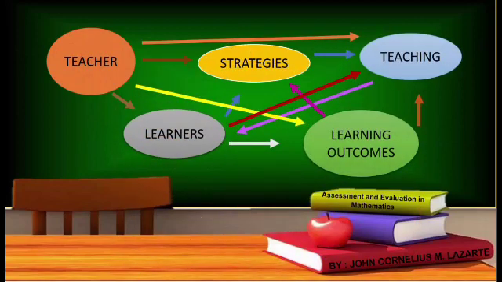So according to this diagram or illustration, we have here the teacher, strategies, teaching, learners, and learning outcomes. Based on the direction of the arrows, each variable has something to do with the others. The teacher uses strategies in teaching, and teaching is used for the learners to learn and produce the learning outcomes. Teachers need a strong relationship with the students in order to produce a good learning outcome.